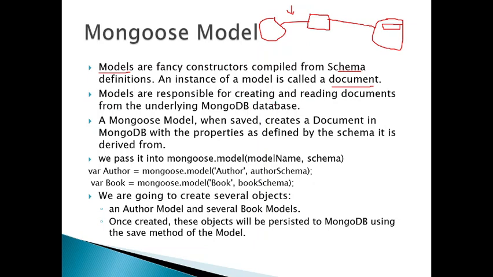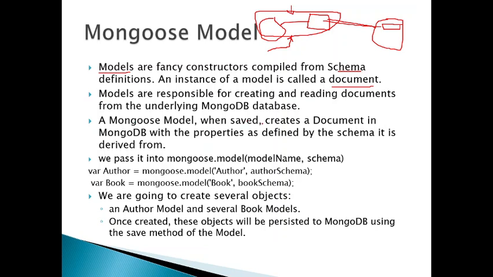Models are responsible for creating and reading documents from the underlying MongoDB database. That means the user, or our Node application, is not interacting with the database directly. The Node application is interacting with this Mongoose module. Our Node application will call the Mongoose function, which will see the schema and the model, and this model will call the backend MongoDB collection to insert a document or search a document. So alternatively, the model is your central point.